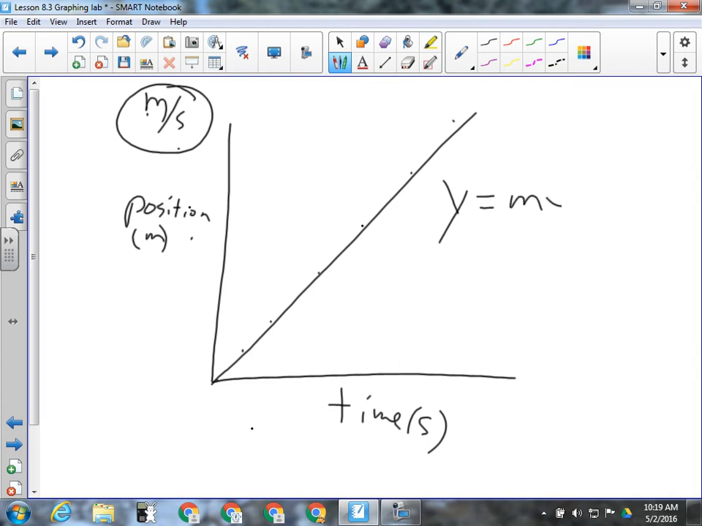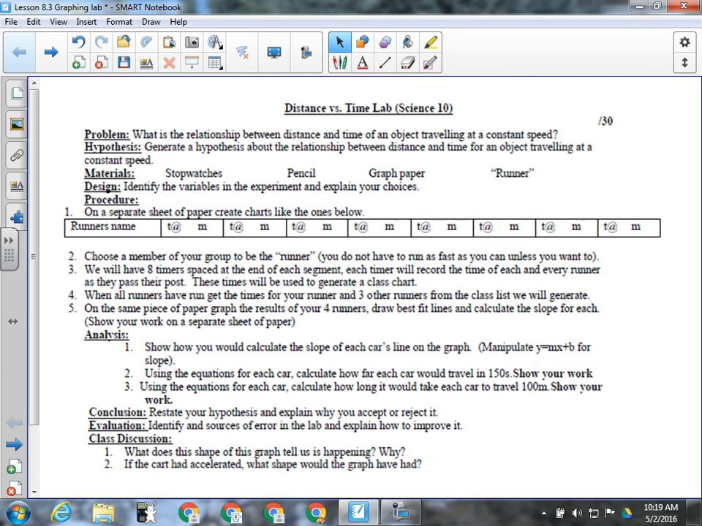I may also be asking you in the analysis to do a little bit of work with y equals mx plus b. Since Google Sheets is going to spit that out for you, some of the analysis is going to have to do with calculating other things, like maybe how far would the cart have gone if it was allowed to travel for 5 minutes, or how long would it take the cart to travel 100 meters, or things like that. So solving for other things using y equals mx plus b. All right, so that's the premise of the lab.